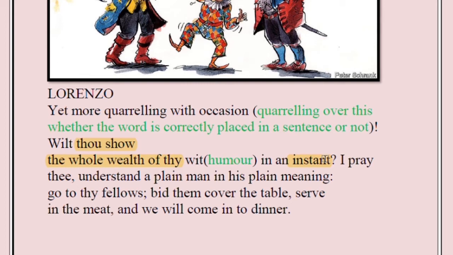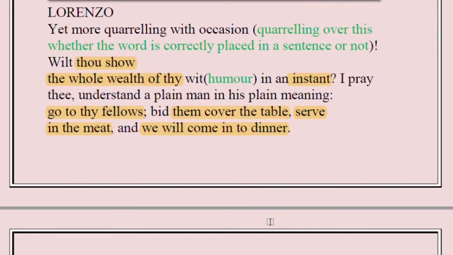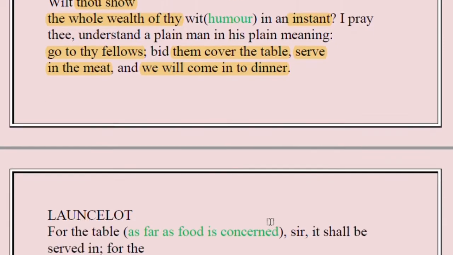So please understand me in a plain way, that I am trying to say, go to the fellows, that means go to the servants, bid them cover the table, that means tell them to serve the food on the table, serve in the meat, bring the meat also, and we will come to dinner. Now he says in a very detailed way so that it is clear to Launcelot and Launcelot can no more play with the words.